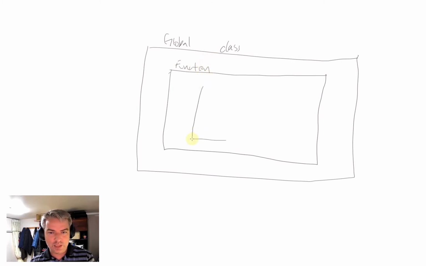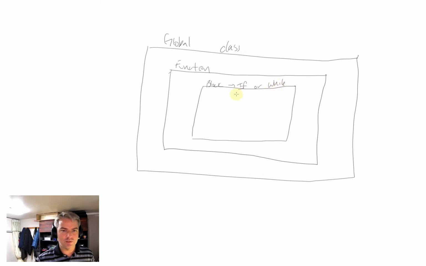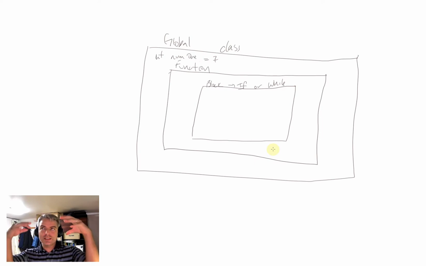And then inside of that we have blocks. I would say these are mostly if-then statements or while loops, any kind of loops, while, for loops, any of that stuff. So any variables that are defined in the global class, like say int num1, are going to be accessible across everything. They're going to be accessible in the global class, in every function, and in every block. So anything that's in the big box is going to be accessible in all the smaller boxes.